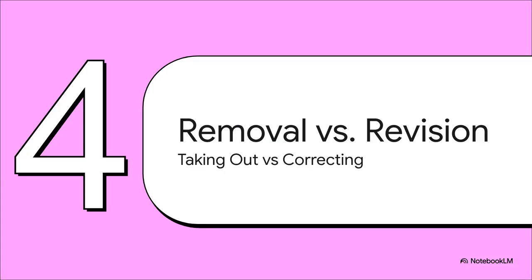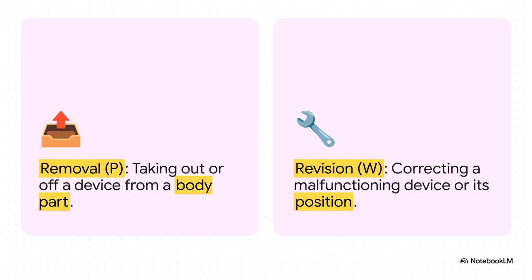Section 4. Removal versus revision. Taking out versus correcting. Let's contrast our final duo. Removal, which is character P, means taking the device completely out. If a surgeon takes out a broken pacemaker lead and does not put a new one in right away, that is a removal. Revision, on the other hand, character W, means leaving the device in but correcting it.